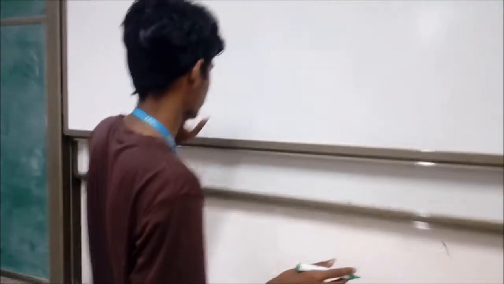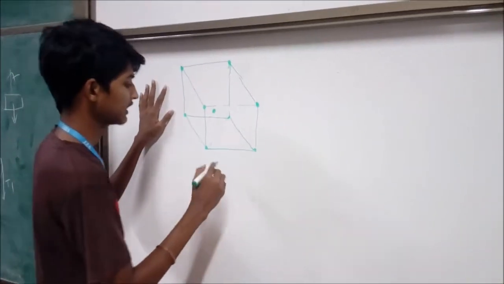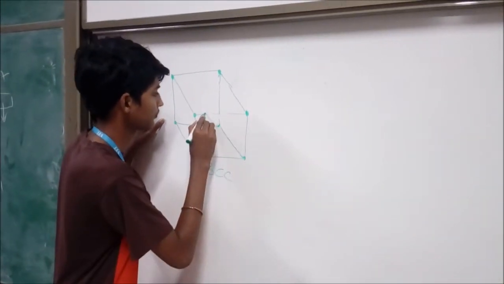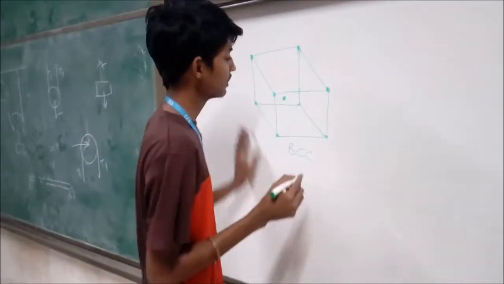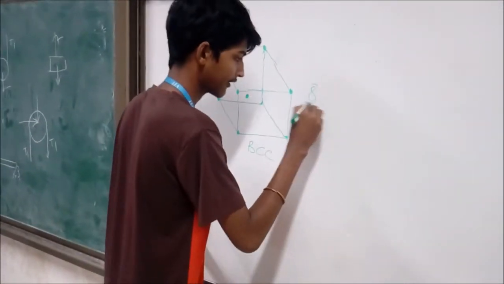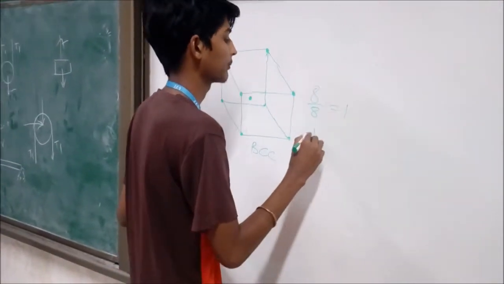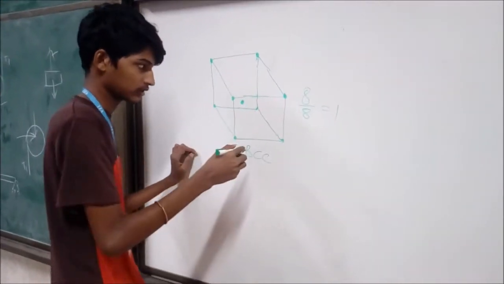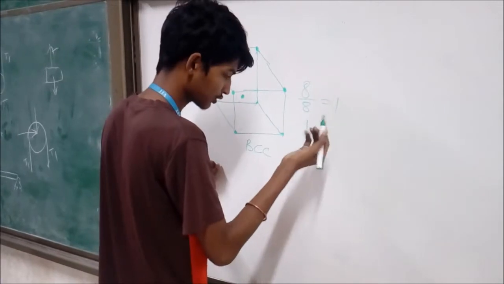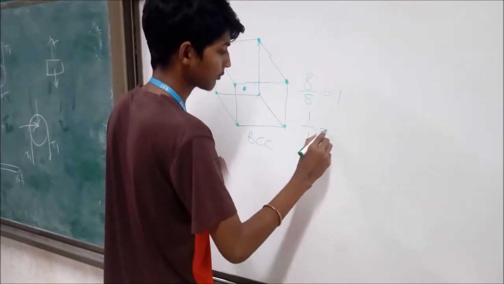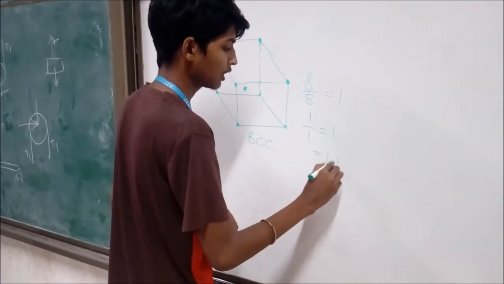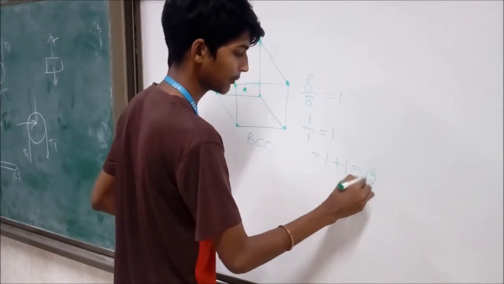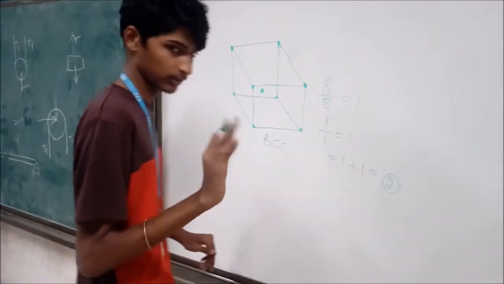Now take the BCC. In a BCC, similarly we have 8 by 8 is equal to 1, plus we have an atom in the middle of the cube which is contributing solely to itself. So it becomes 1 by 1 is equal to 1. So 1 plus 1 is equal to 2. So in a BCC, there are 2 atoms which contribute.